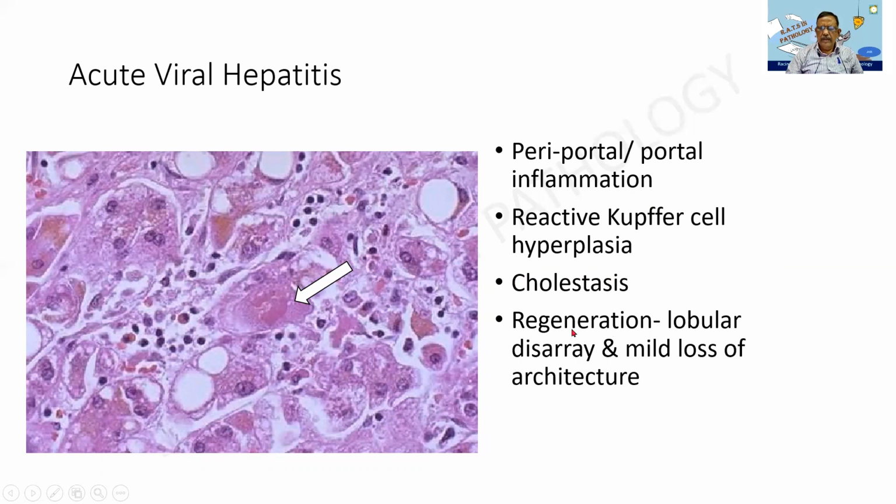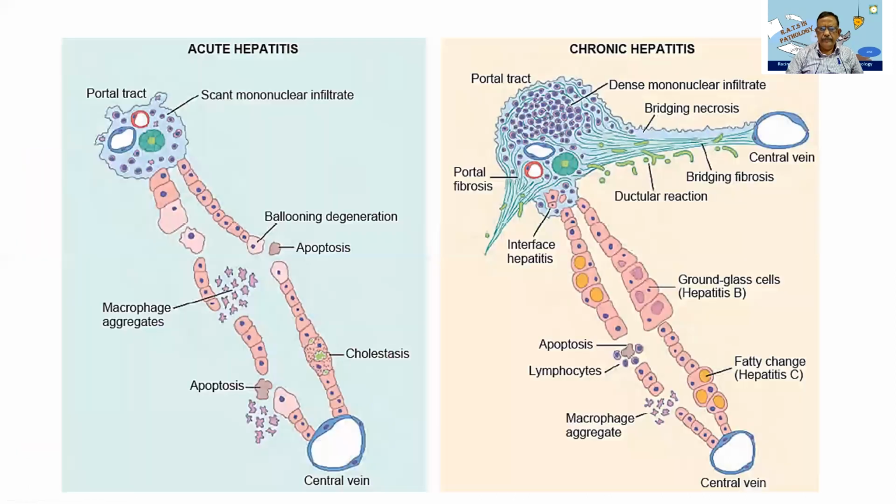Regeneration. Normally when there is a destruction, there is a regeneration, and this will lead to somewhat of a disarray in the architecture. Disarray means a disarrangement. If at all there is one slide that I would like you people to remember, it will be this, taken from Robbins. This is a picture of an acute hepatitis. See, this is just one segment that has been shown. There is a portal triad at every alternate angle, and there is a central vein. And these are the cords of hepatocytes.